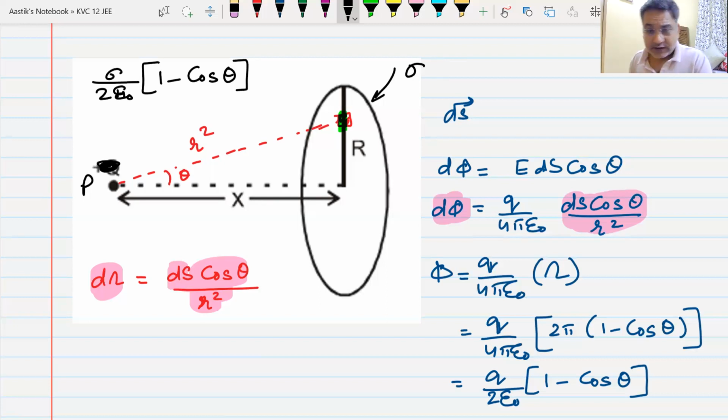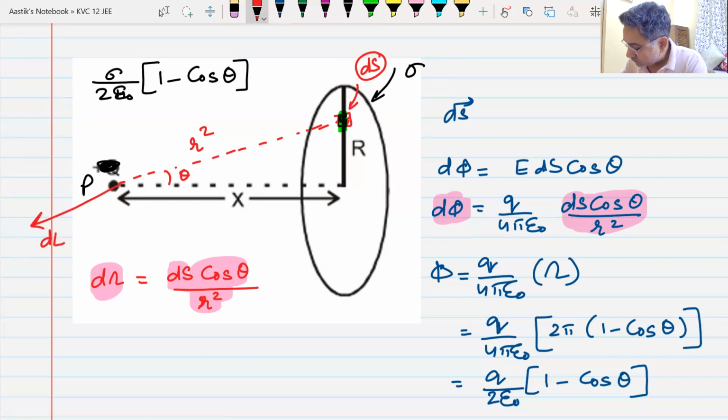Now see, how do I find out the electric field? I take a small area ds. This small area is nothing but a point charge. I find out the electric field due to this point charge. It will be going in this direction, dE. Okay, my direction is not going right. So the electric field due to this point charge will be going like this, dE. If I take a point charge on the opposite side, the electric field due to that point charge will be going in this direction, yes or no?